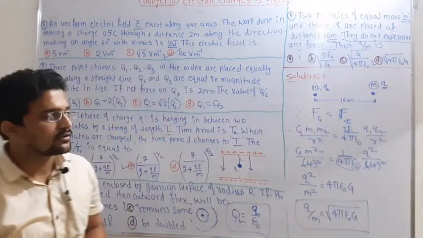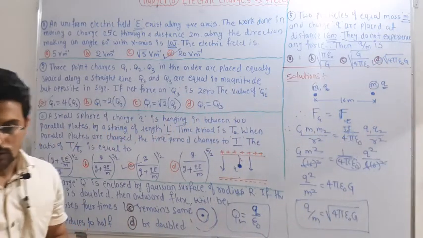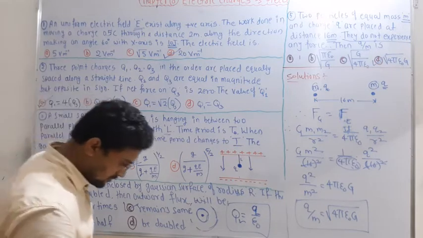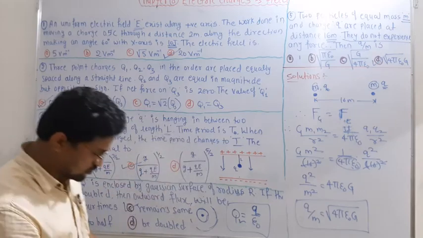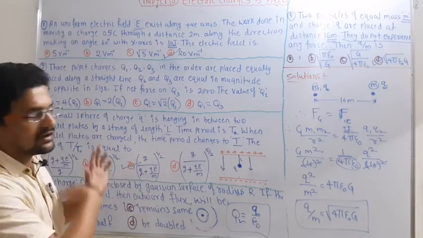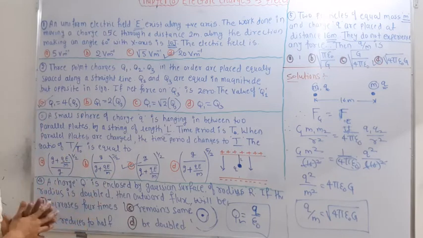Option D is correct. Okay, so these are some standard numericals belonging to chapter one. We will try to solve more numericals. If you did not understand, just pause the video or rewind the video and see it once again, then you will come to know this.